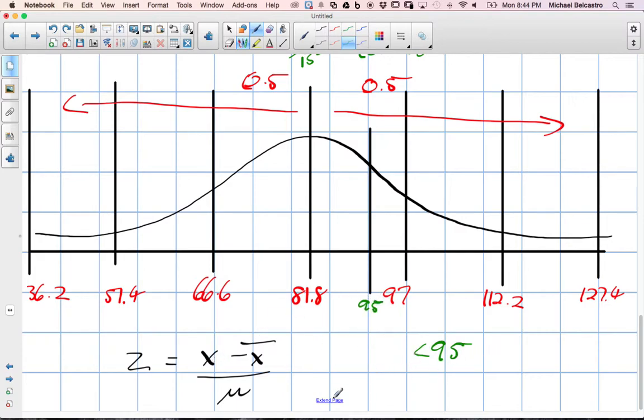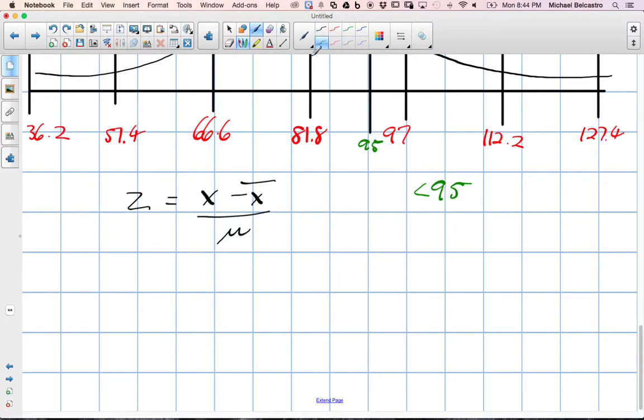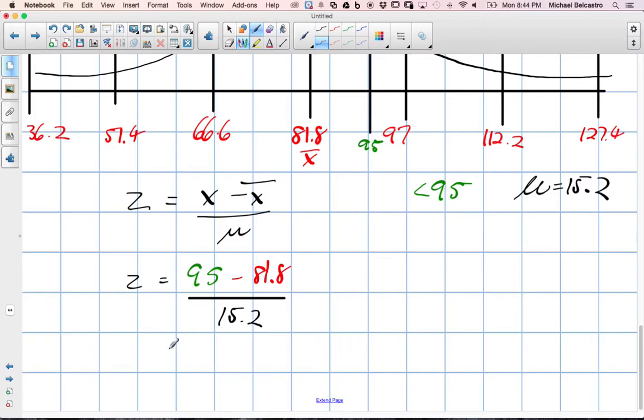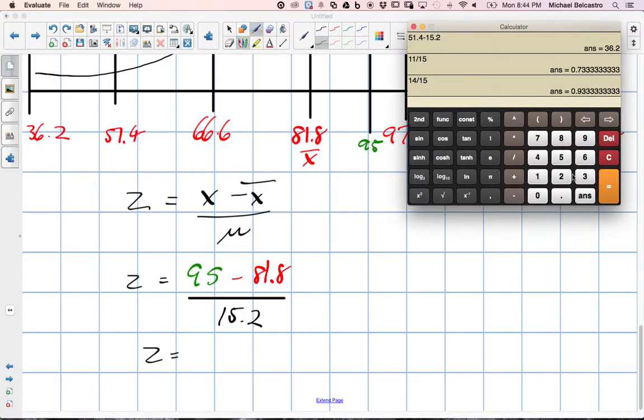That's our x. So to calculate our z-score, our z is equal to 95, subtract the mean, and the mean was our 81.8 from before, divided by our standard deviation, and our standard deviation, I guess I should write that in here, was 15.2. So divided by 15.2 is going to be our z-score. So we take up our calculator. It's a pretty simple formula to follow there.